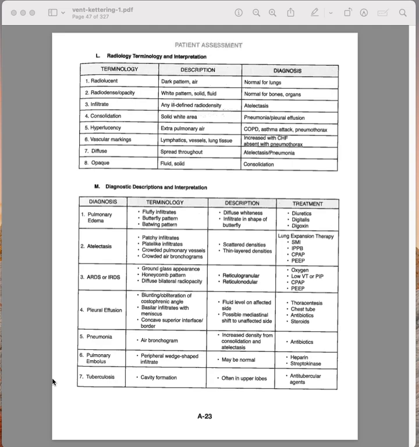Diagnosis for ARDS or IRDS. Terminology would be ground glass appearance, honeycomb pattern, diffuse bilateral radio-opacity. Description: reticulogranular or reticulonodular. Treatment: oxygen, low tidal volume or PIP, CPAP, PEEP.